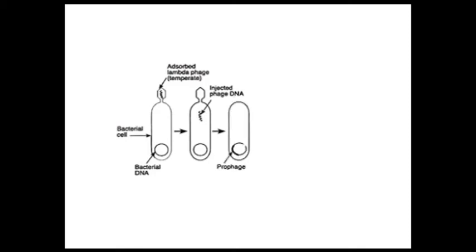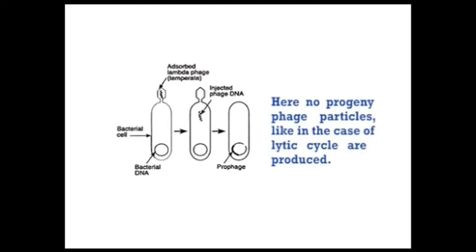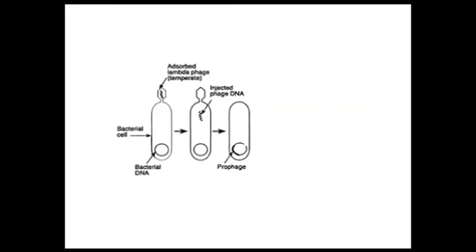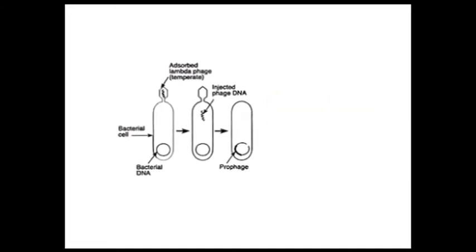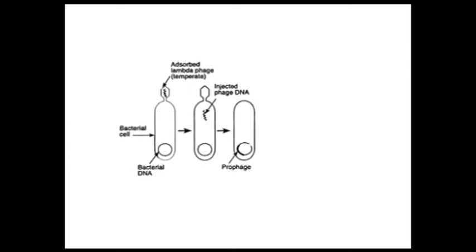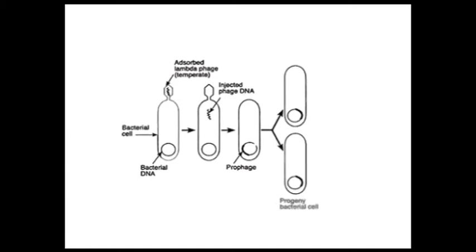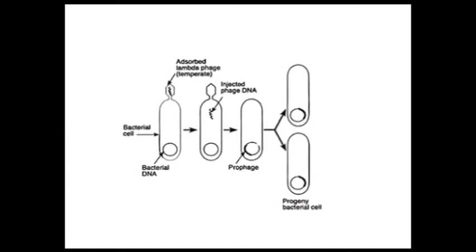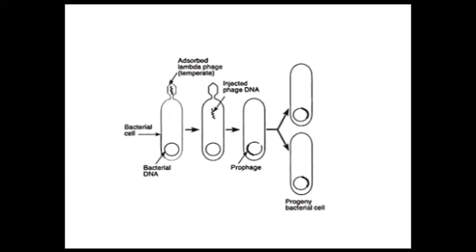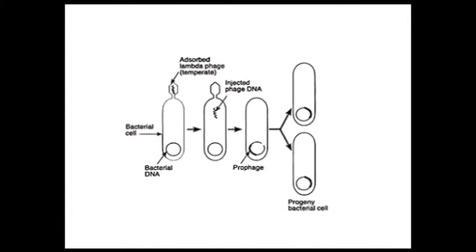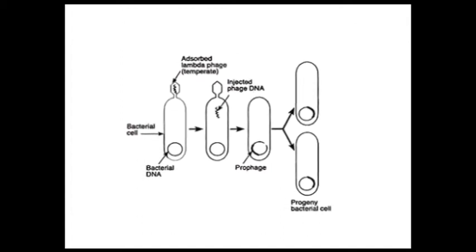That is, the viral DNA becomes a part of the cell's genetic material. Here, no progeny phage particles, like in the case of the lytic cycle, are produced. Instead, each time the host cell DNA replicates during cell division, the non-virulent prophage also replicates. So this process may change the cell's characteristic, but it does not destroy it.